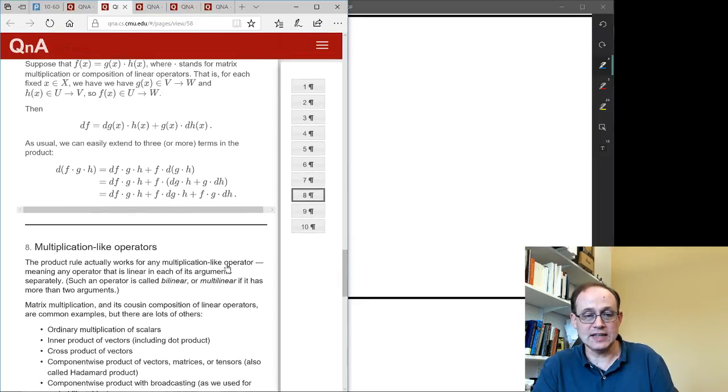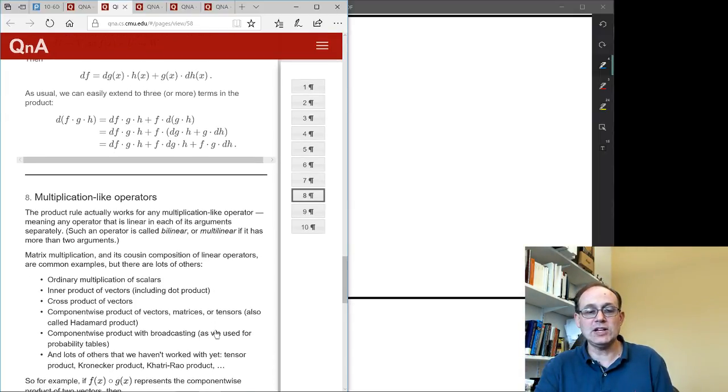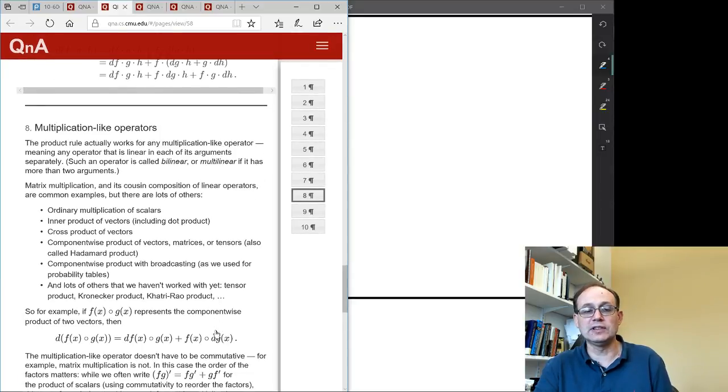The interesting thing is it actually is the exact same rule for any of what I'll call a multiplication-like operator. A multiplication-like operator is one that's linear in each of its arguments separately. A function like that is sometimes called bilinear if it has two arguments, or multilinear if it has three or more. So matrix multiplication is bilinear.